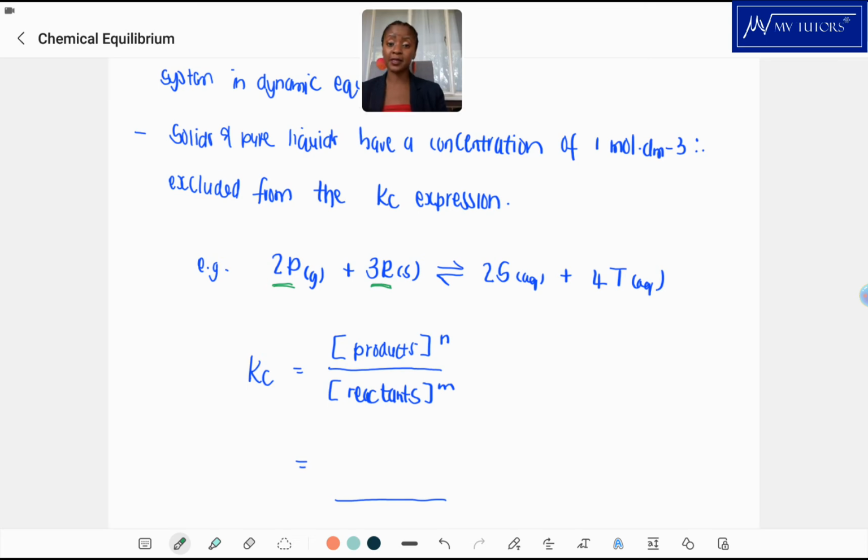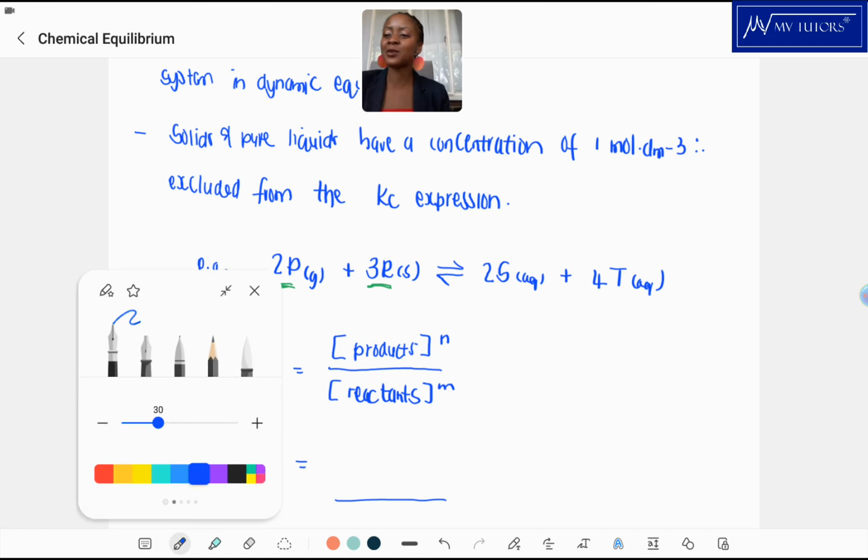So if you're calculating the Kc constant, you're taking the concentration of the products at equilibrium, each to the power of its coefficient, all over the concentrations of your reactants at equilibrium, also to the power of the, what do you call this now? Yes, the number next to it, the coefficient. Terminology. Let me change this color now to blue.